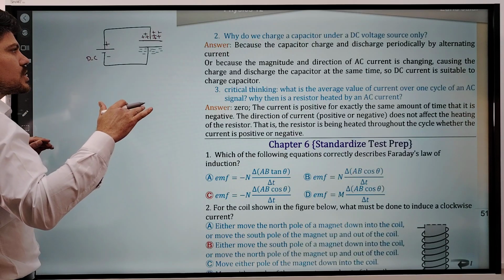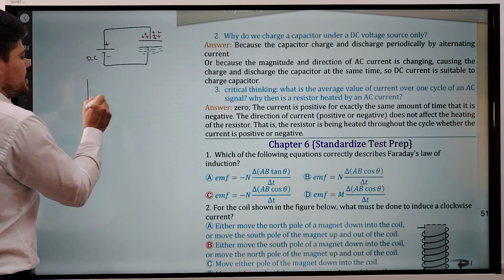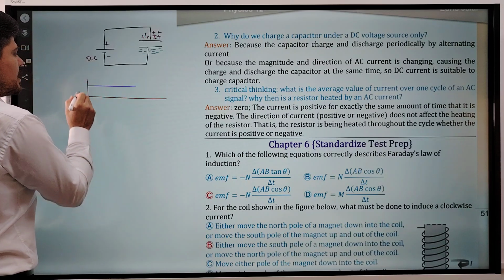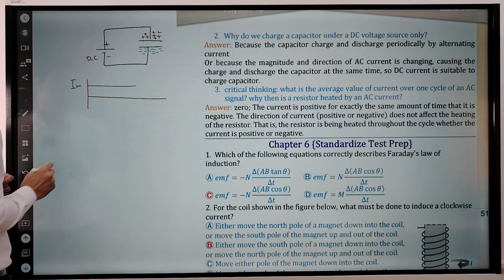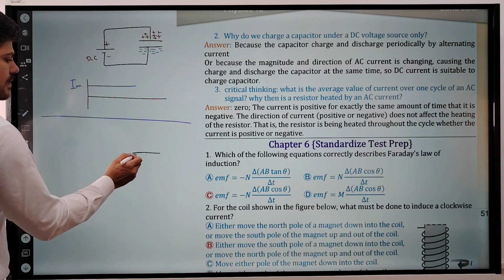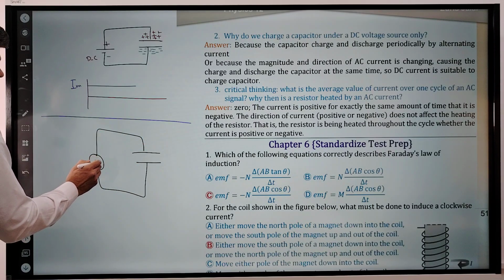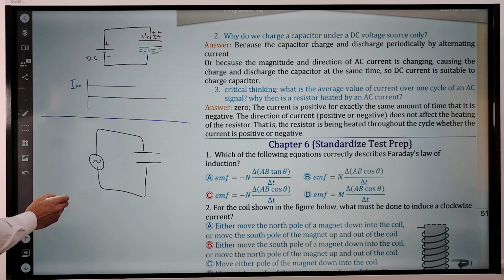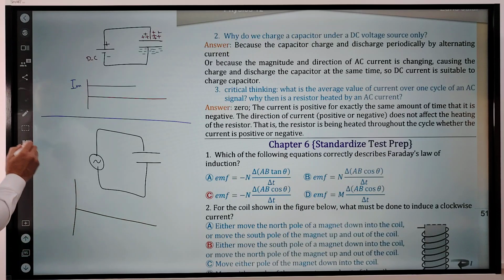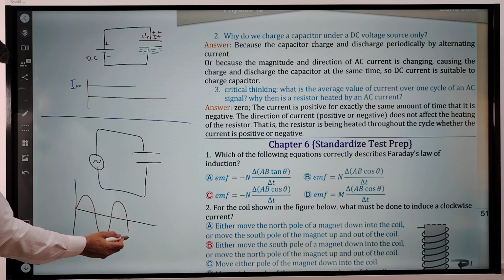In DC, the capacitor will be charged for a short period. So the current in DC is like that, it has only a maximum value. But in an AC source, as you know, the magnitude and direction of the current changes.